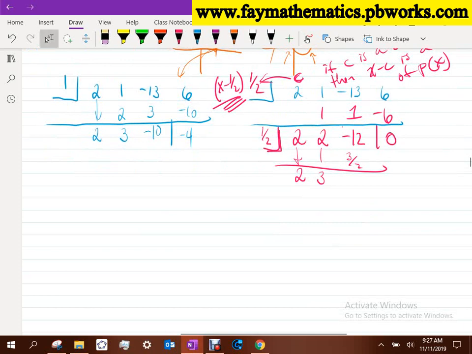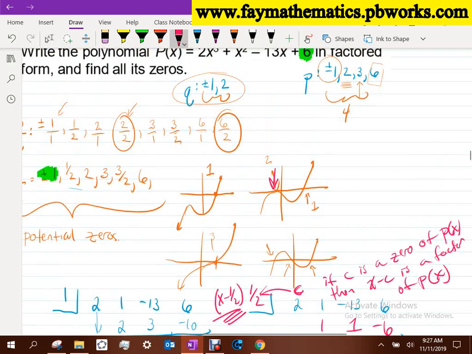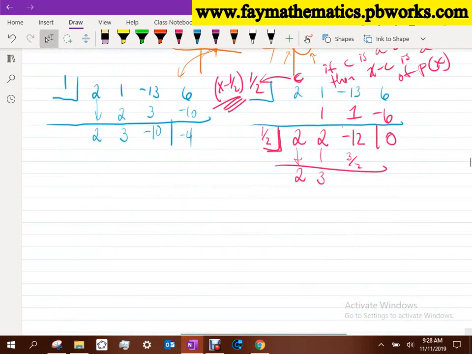Okay, so X minus 1/2. So now, here's the thing. I can keep going. Now, I know 1/2 is not going to work again. We did that. Okay? So I could try negative 1/2. I could try 2, negative 2, and keep going. But be thoughtful. Don't be a robot. Think about what you're doing.